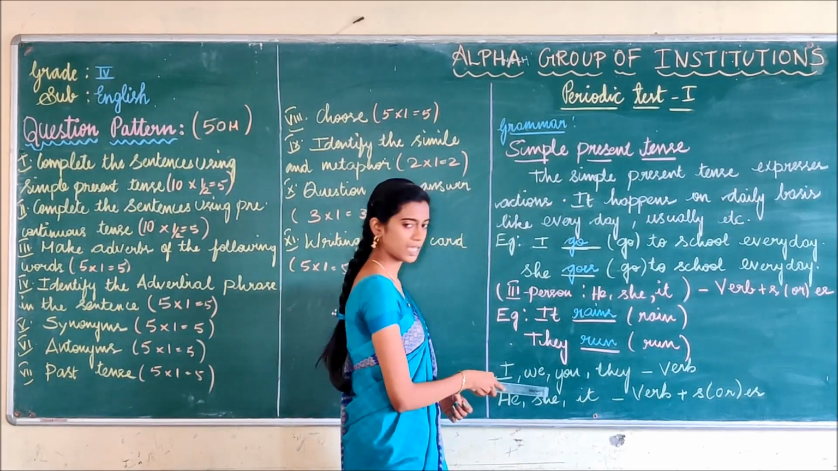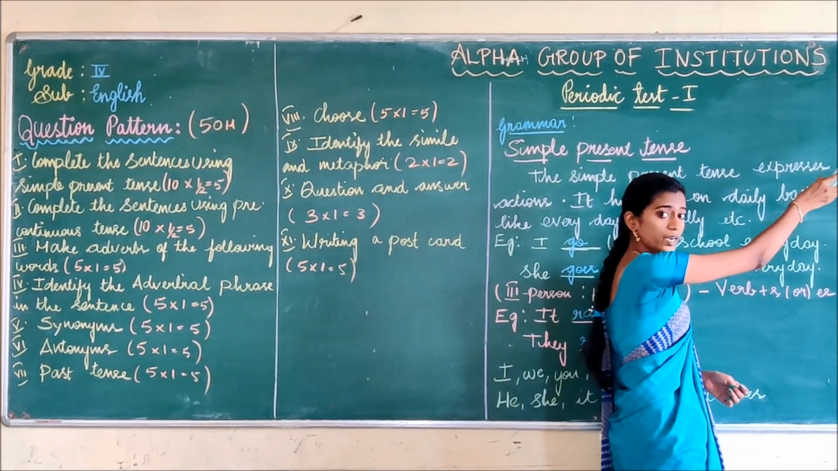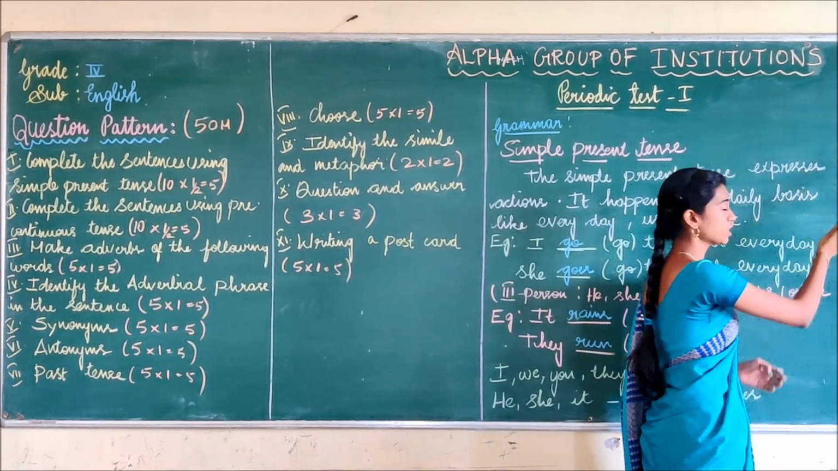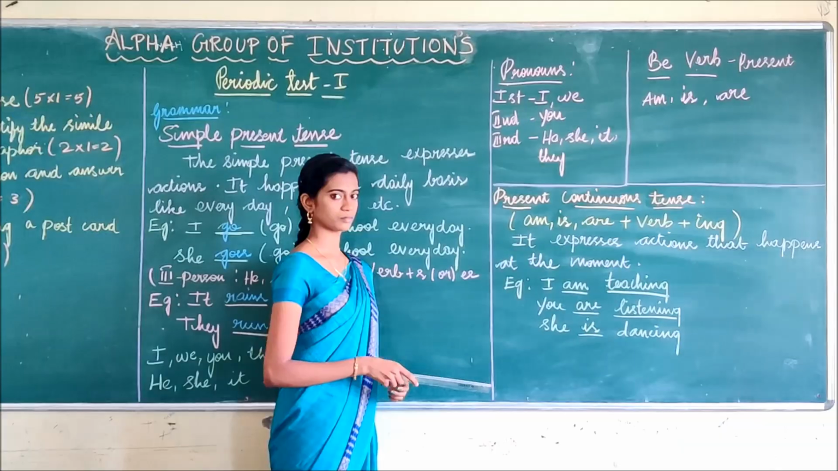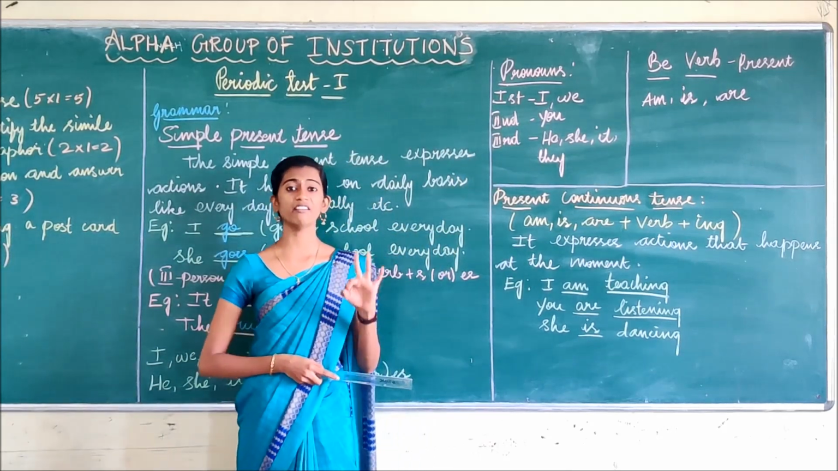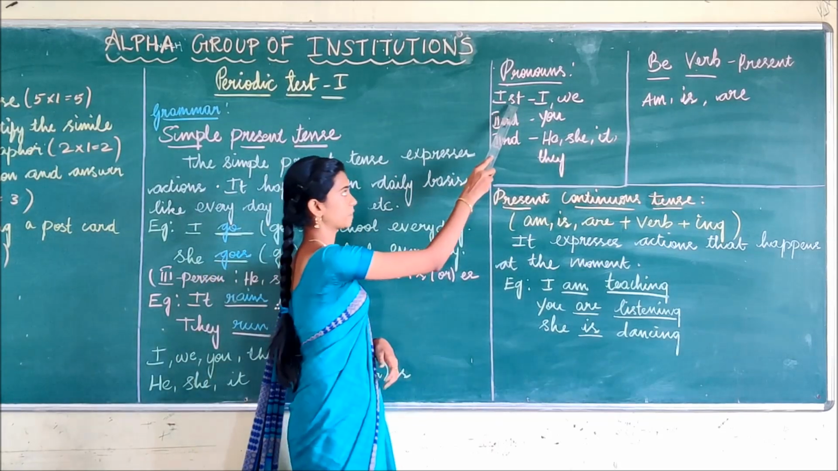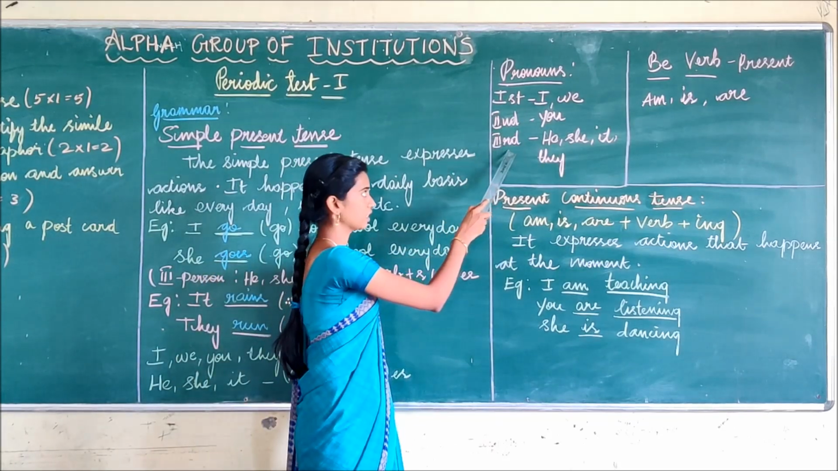So before seeing the example, let us see what pronoun means. In pronouns there are 3 persons. How many persons? 3 persons. First person, second person, third person.